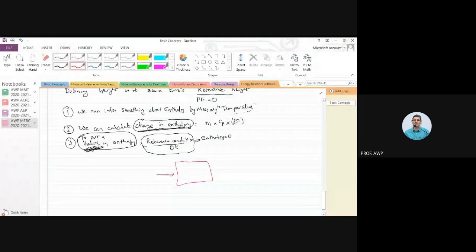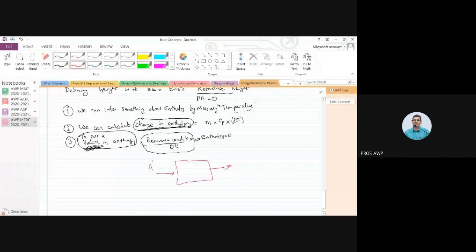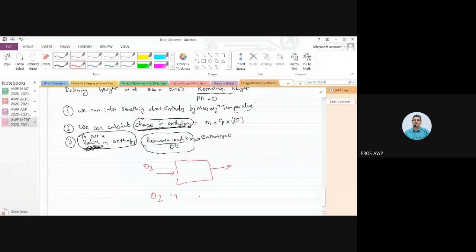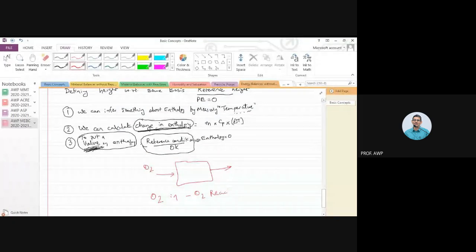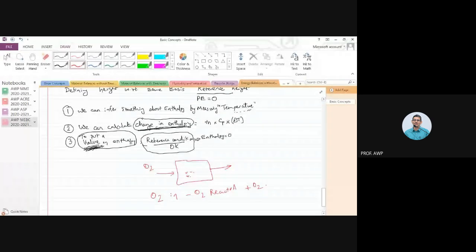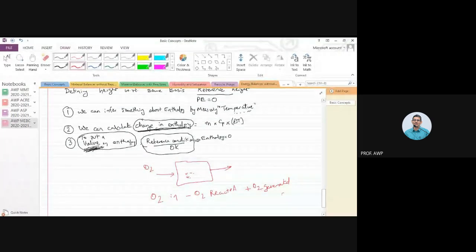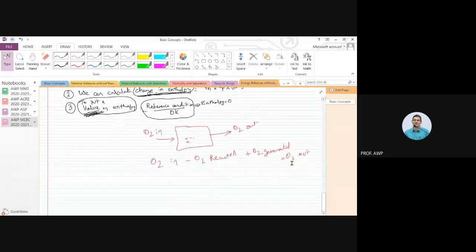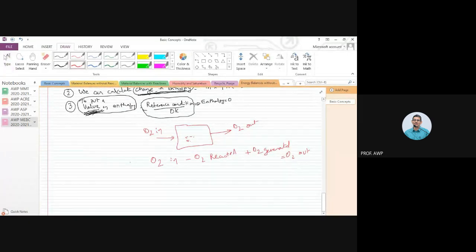So we are saying, let's say substance A is coming in, or let's say oxygen is coming in. Oxygen coming in minus oxygen reacted, or there might be a process in which oxygen is generated, must be equal to oxygen going out. Right? This is what we have been doing ever since we met. Isn't it? Yes or no? Yes, sir.